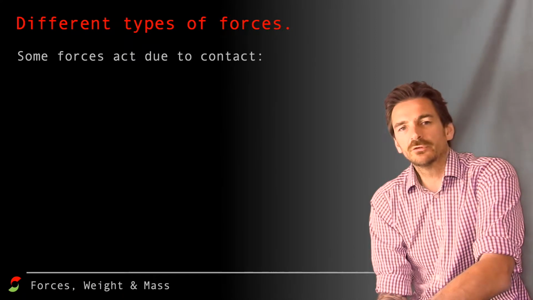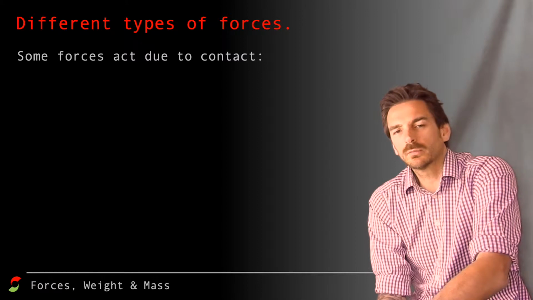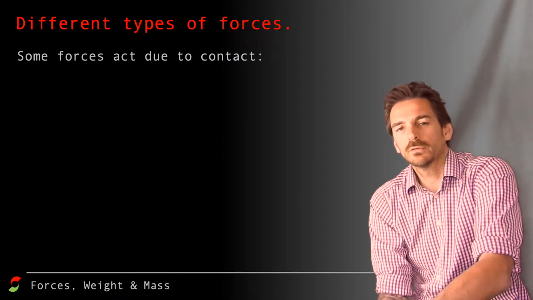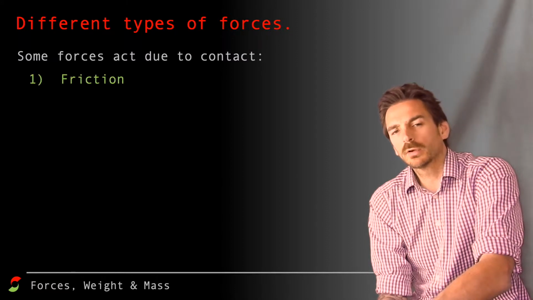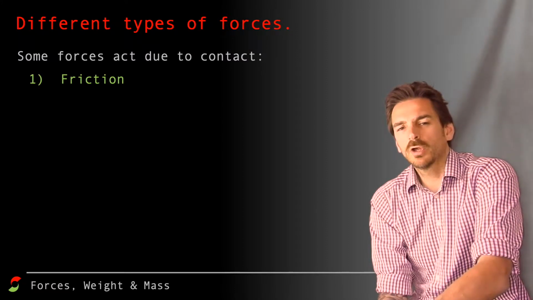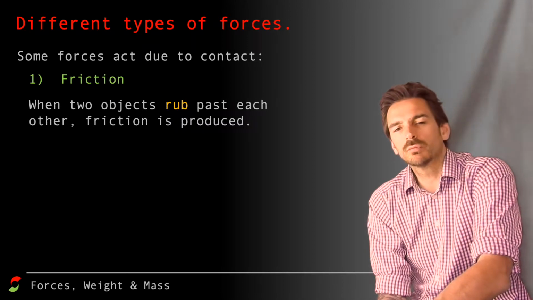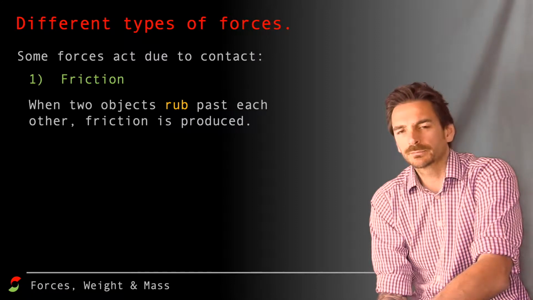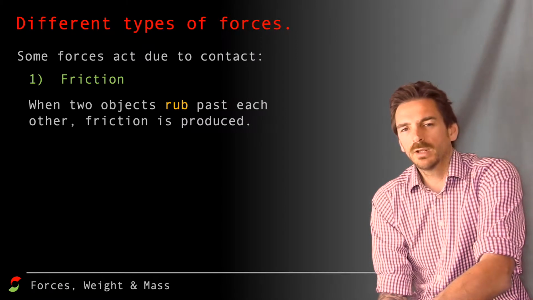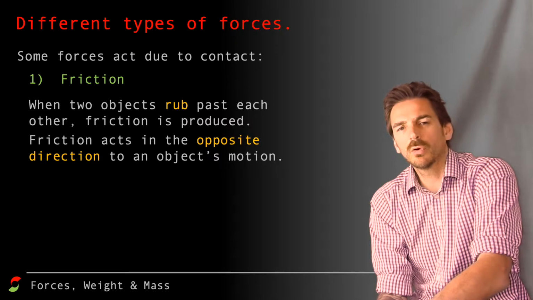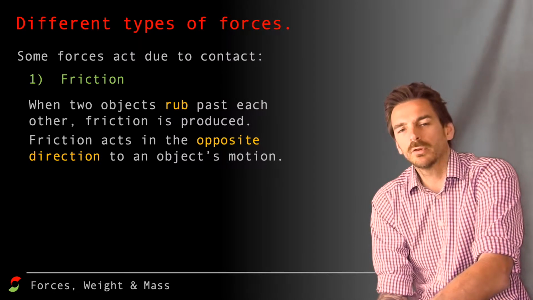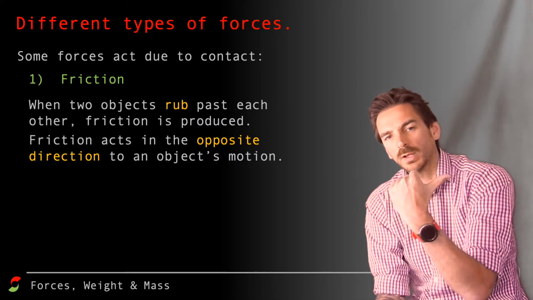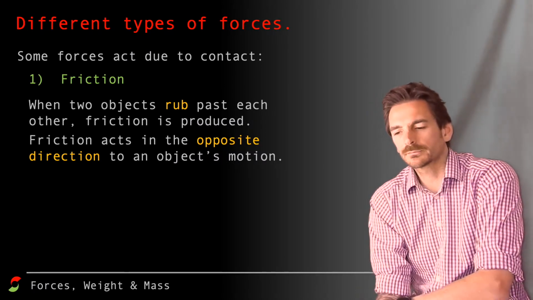Some forces do need the objects to be in contact with each other to experience the forces. The first one that we're going to look at is friction. Friction occurs when two or more objects rub past each other, so they've got to be in physical contact with each other. Another thing to realise about friction is that it always acts in the opposite direction to the object in motion. So if you're running in this direction, friction will act in the opposite direction.